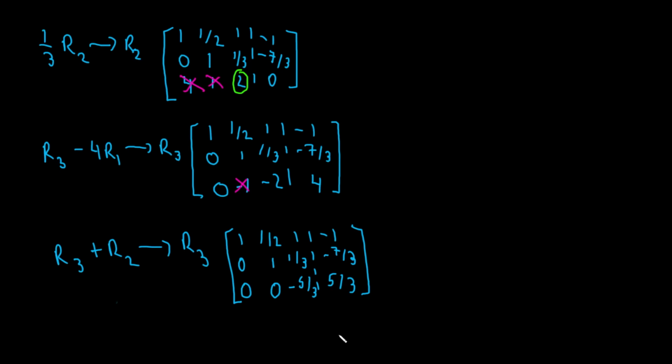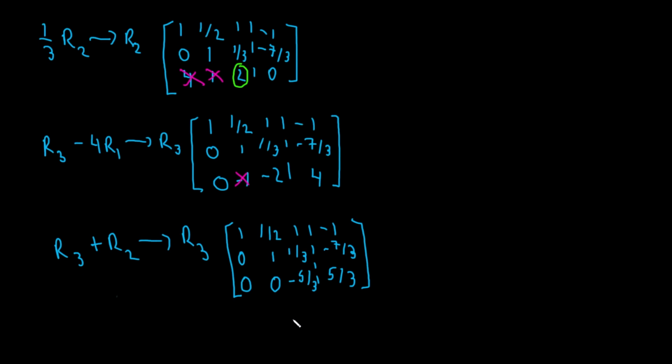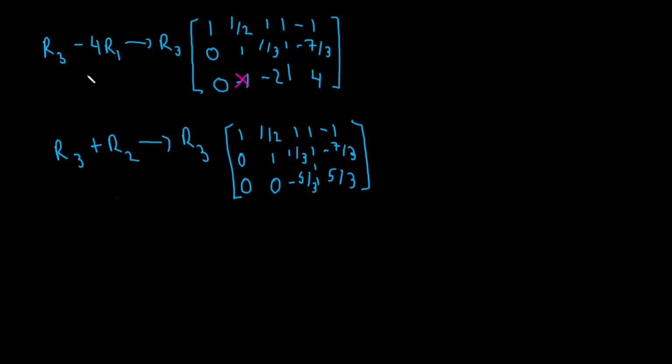We're almost done. Now the last step is to create the last leading one, and to do that, how do we make a minus 5/3 into a 1? Well, we multiply by minus 3/5. So we multiply the entire last row by minus 3/5 to make the last leading one.